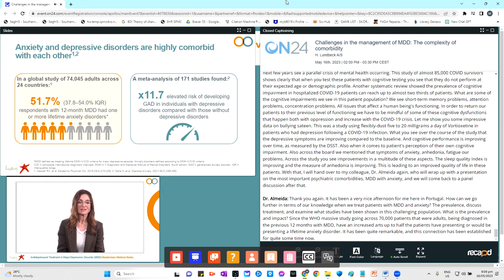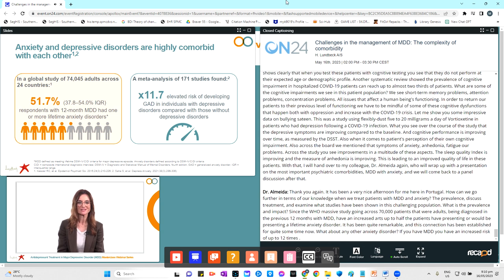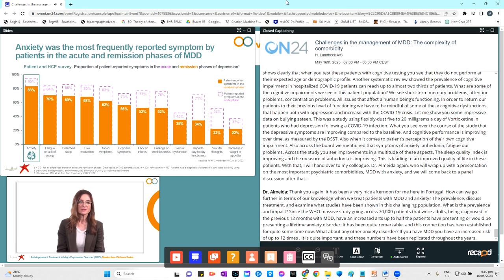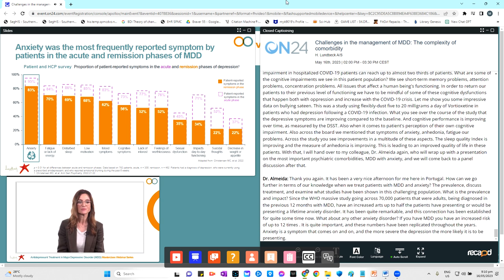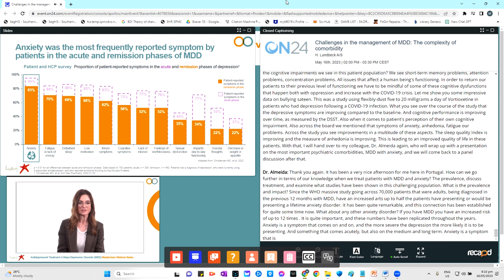And what about any other anxiety disorder when you have MDD? Well, if you have MDD, you have an increased risk up to 12 times to have a GAD. So it's quite important. And these are numbers that have been replicated throughout the years. But not only so, anxiety is a symptom that comes on and on and on. And the more severe the depression, the more likely it is for it to be presenting. And it's something that comes acutely, but also in the medium and long term. So anxiety is a symptom that is not only quite common, but lingers, and it's strikingly difficult to treat.